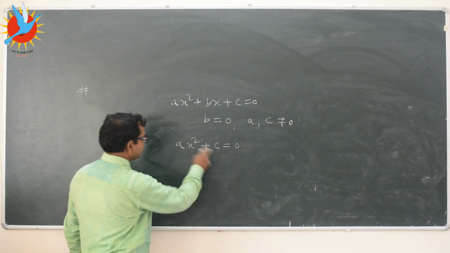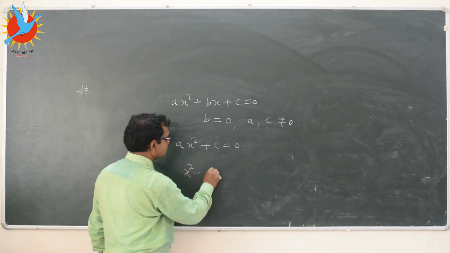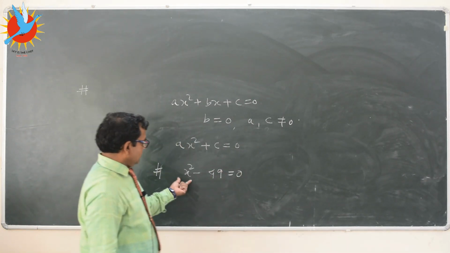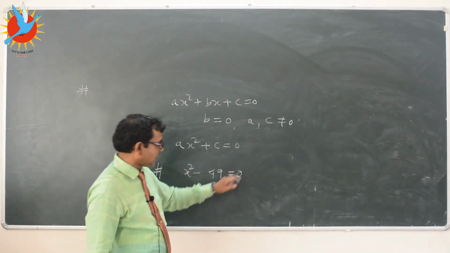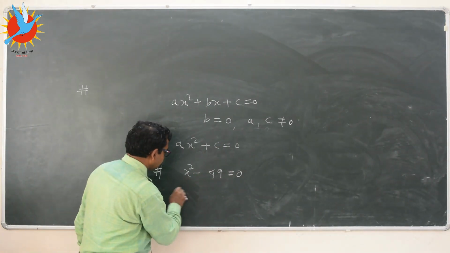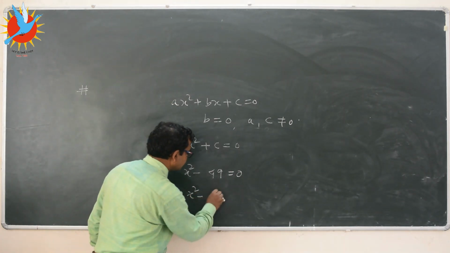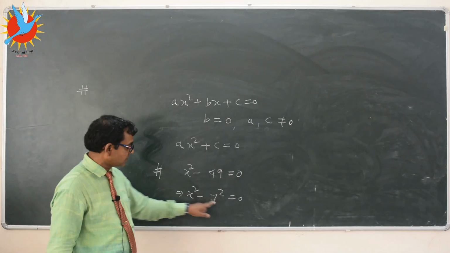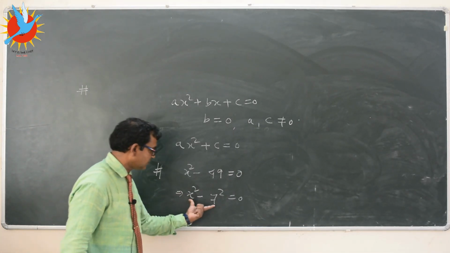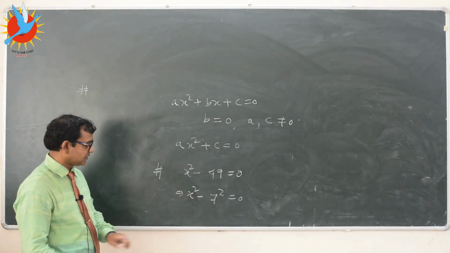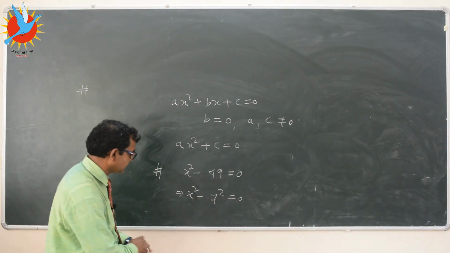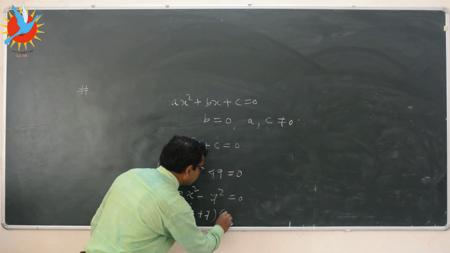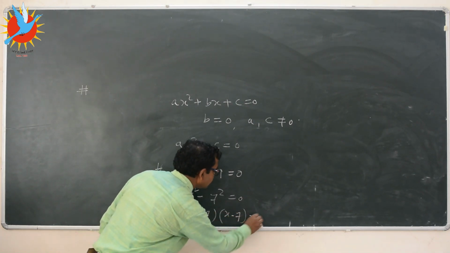Therefore, let us take some example. x square minus 49 equal to 0. Now x square minus 49 can be written as x square minus 7 square. So factorize this by the square difference formula, x square minus 7 square. This will become x plus 7 and x minus 7 equal to 0.